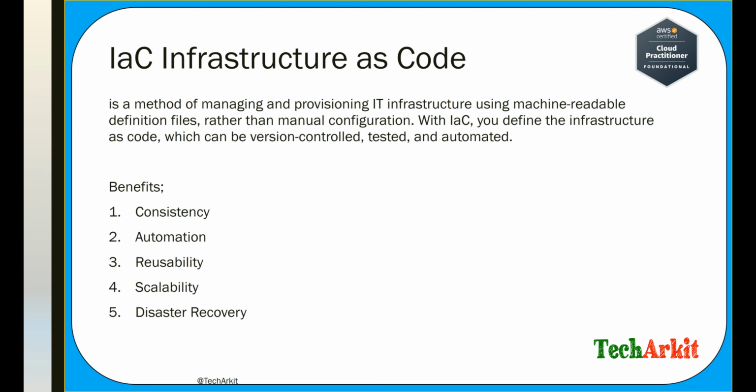You define the infrastructure as code, which can be version controlled, tested and automated. So what are the benefits you get? Consistency is the main one, then automation and reusability, so you can use the same code many times. The infrastructure build is intact, so there is no change, and there are no manual errors or mistakes.